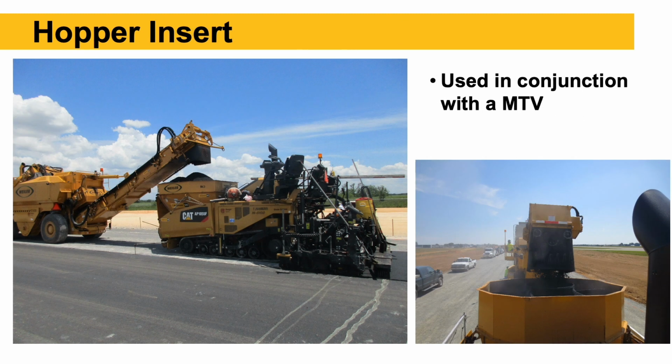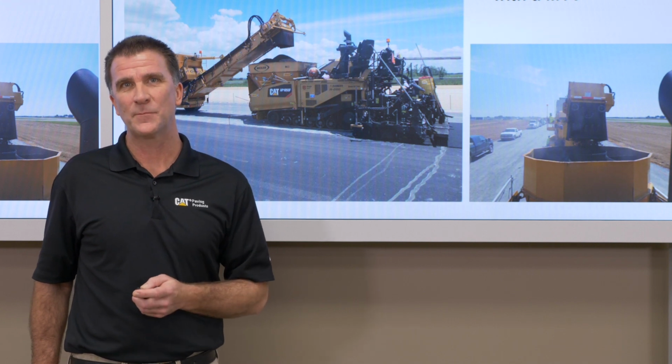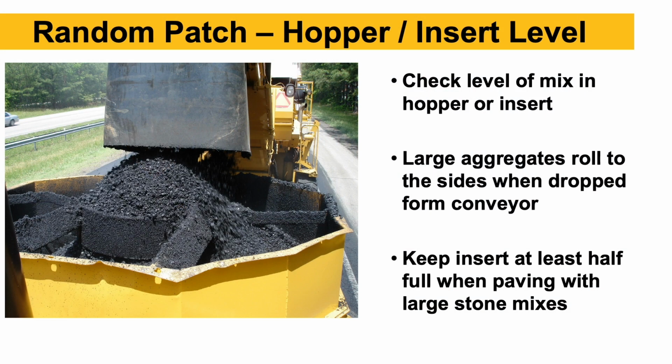Hopper insert. With the MTV, again, they're not going to solve all our segregation problems by any means. We still have to use best practices operating an MTV. A couple of the main ones: using a hopper insert will help, as opposed to dumping from the MTV directly into the paver hopper. We have to keep that hopper insert relatively full, so generally a minimum of half full to completely full. Otherwise we'll still end up with segregation even with an MTV.